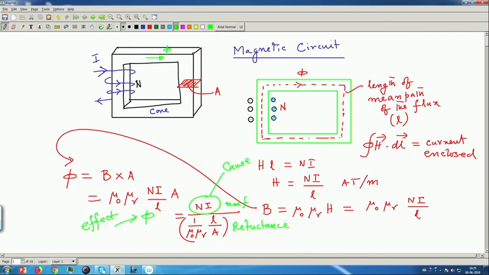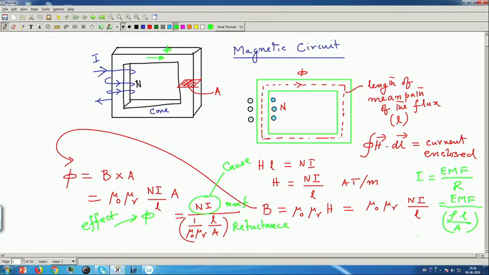And that is why the name magnetic circuit. In case of an electrical circuit, I is equal to EMF by resistance. And if you recall, EMF is voltage, resistance is rho L by A. So, there is a striking similarity, and that is why it is called reluctance. Reluctance limits the value of the flux when you apply an MMF.